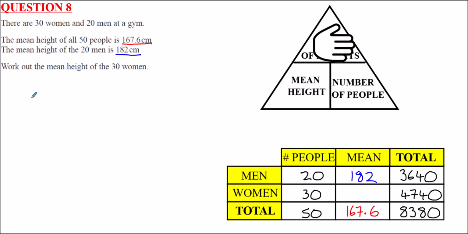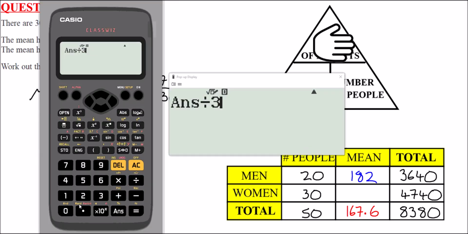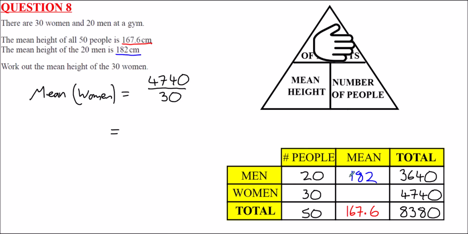Now we can work out the mean heights for the women. So the mean for the women is going to be the total of their heights, which is 4,740, divided by 30. So therefore the mean for the women, just calculate that quickly, divide by 30, we get 158. So therefore our answer we need is 158 centimetres, of course.